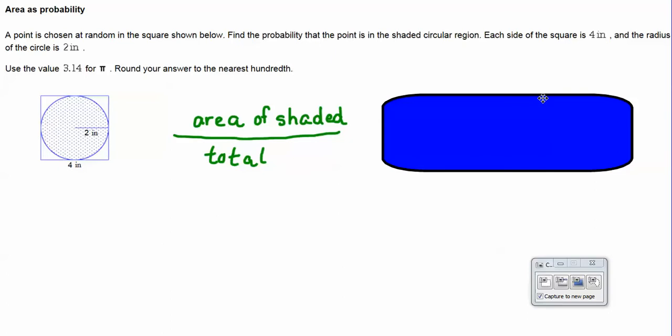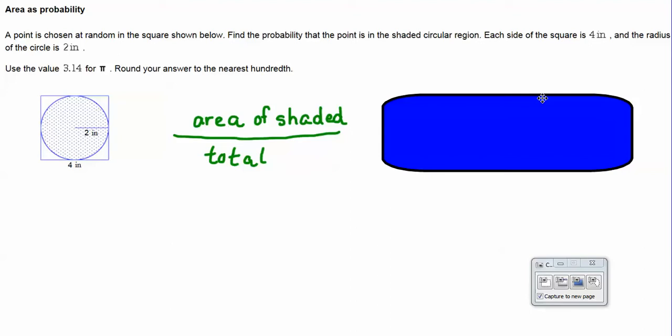Here is some work on area as probability that really combines several different areas of math. And the more we get into this, you really start to understand that it's all connected. We're going to need our geometry to do the area. We're going to need to do some division to figure out our area of shaded divided by the total area. And that leads to probability, which would get us a decimal or a fraction of a chance that my point will land in this shaded circular region.